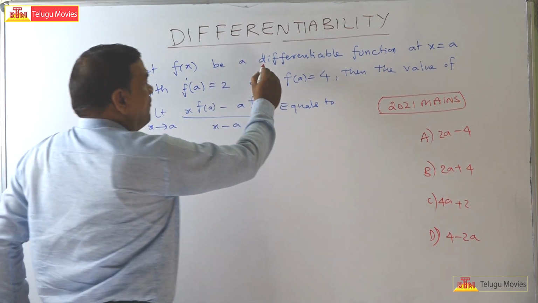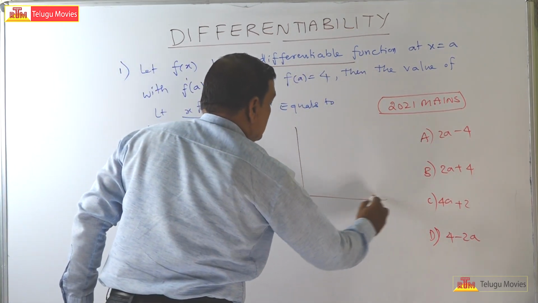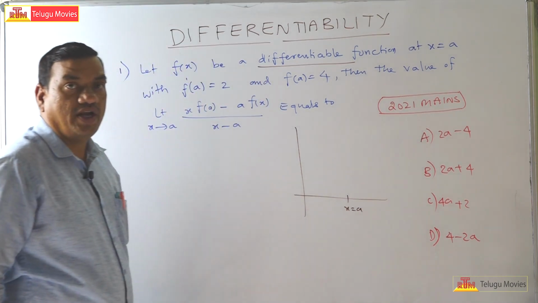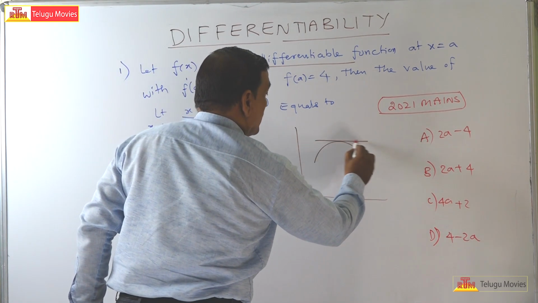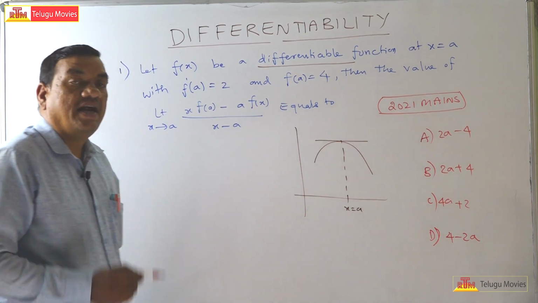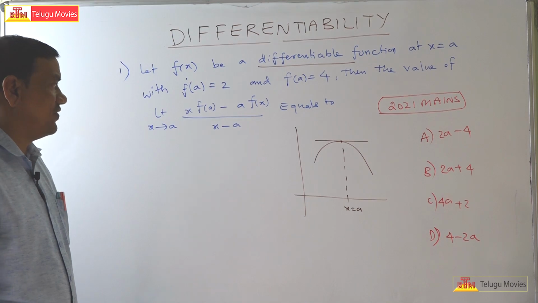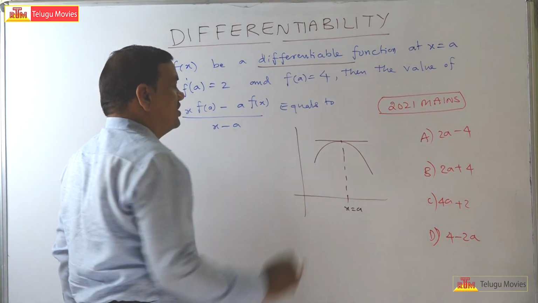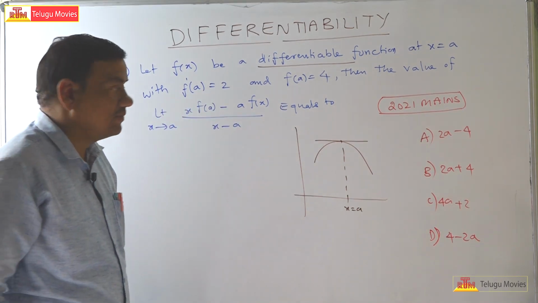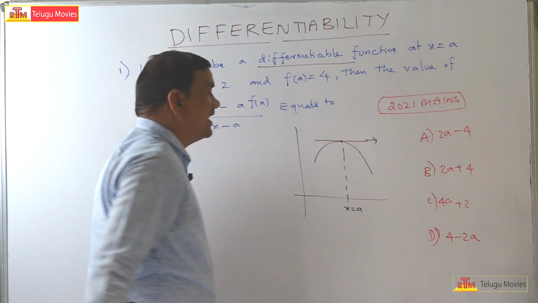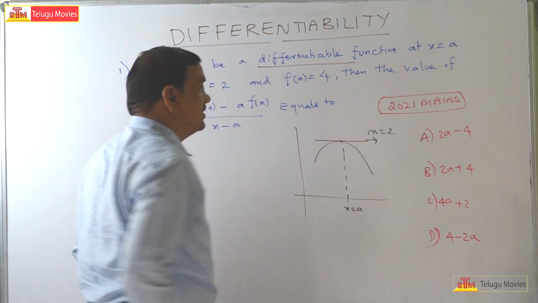Here f of x is given as a differentiable function at x is equal to a. What is the meaning of this? At x is equal to a, it is a differentiable function. That means you can draw a curve, and at x is equal to a you can draw a tangent to the curve y is equal to f of x. That is a differentiable function at x is equal to a. f dash of a is equal to 2 means what? You have drawn one tangent at x is equal to a, and the slope of the tangent is 2. That is the meaning of that.